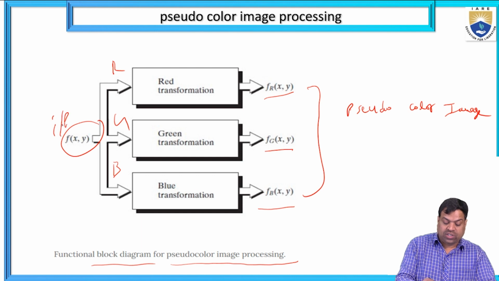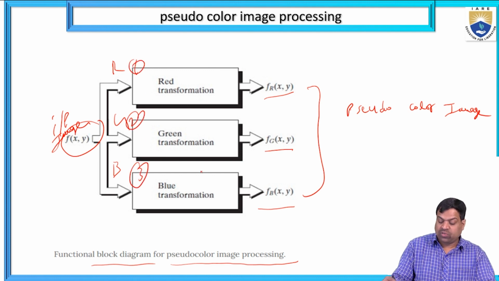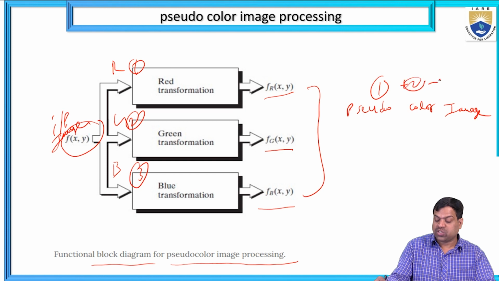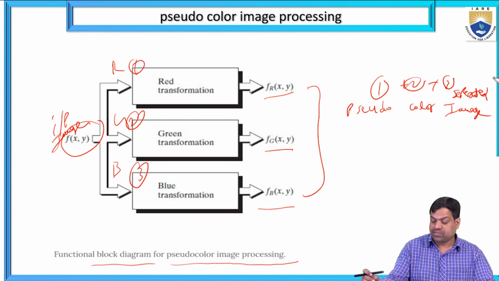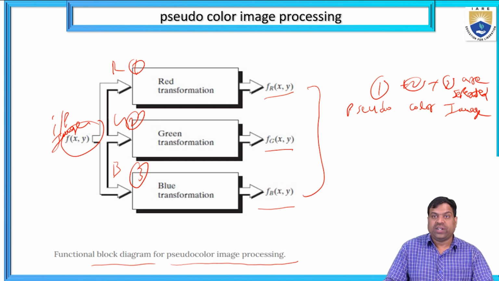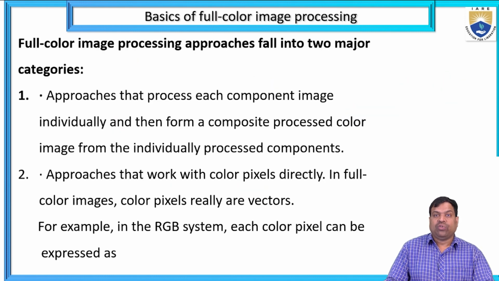So the input image is divided into red, green, and blue. Red transformation is separate, green is separate, blue is separate. After the transformation, fR of x, y, fG of x, y, fB of x, y. Full color image processing approaches fall into two major categories.